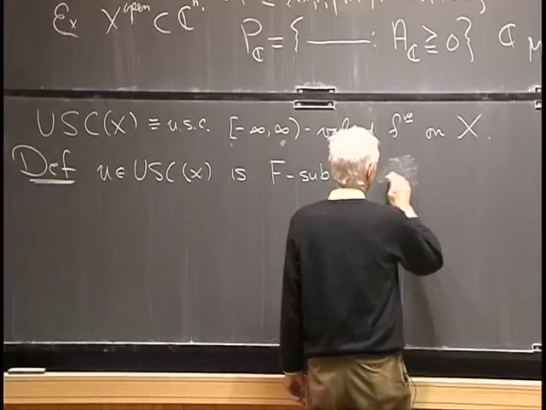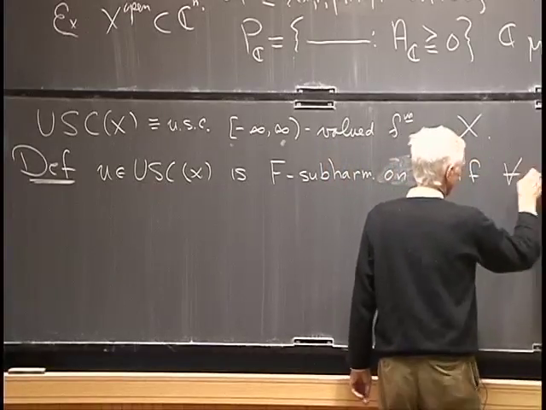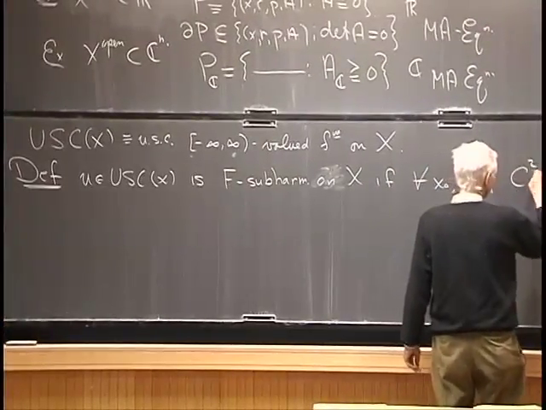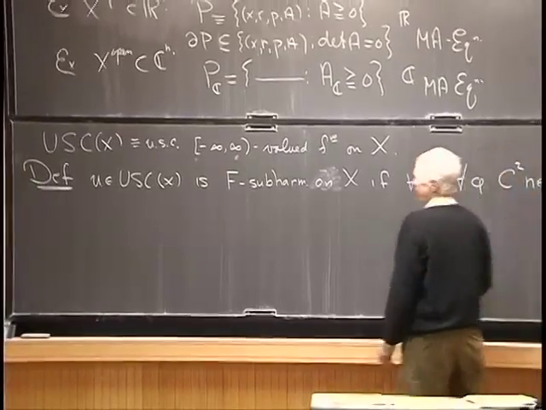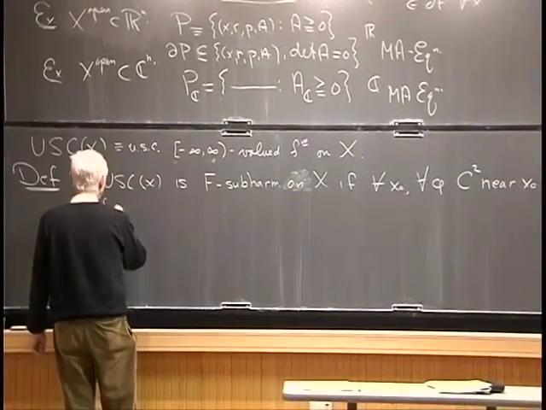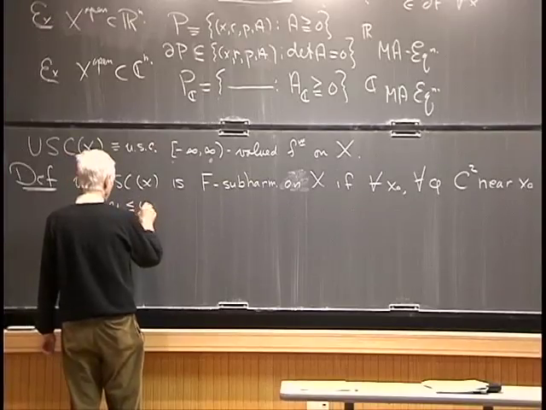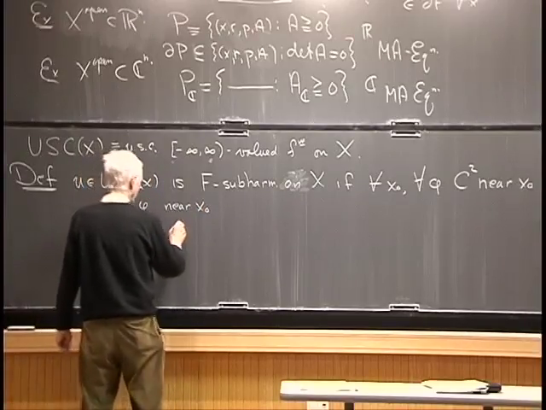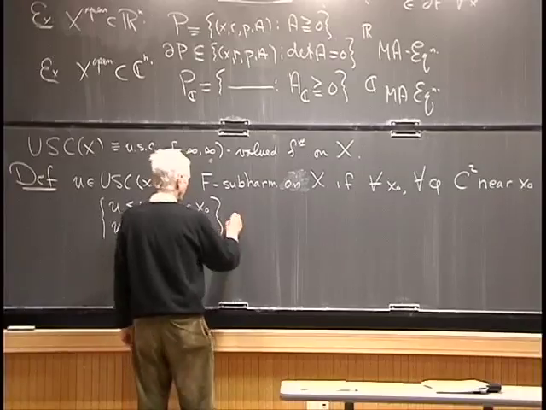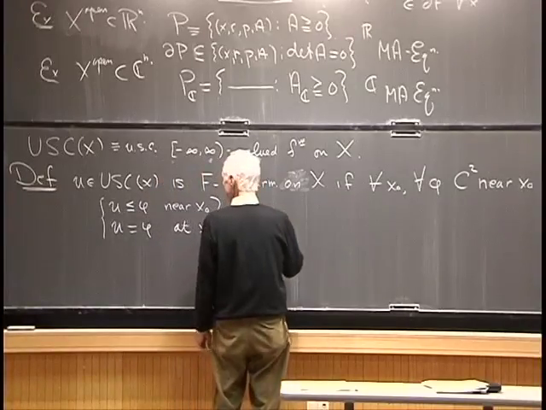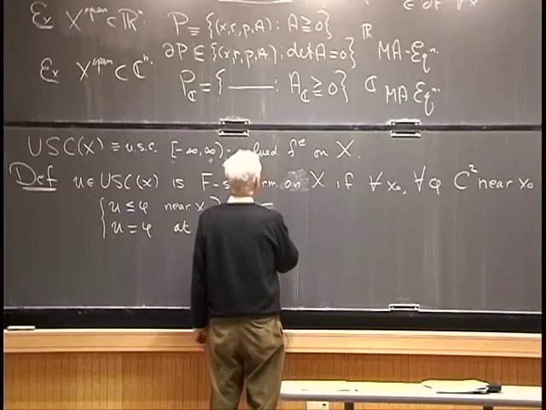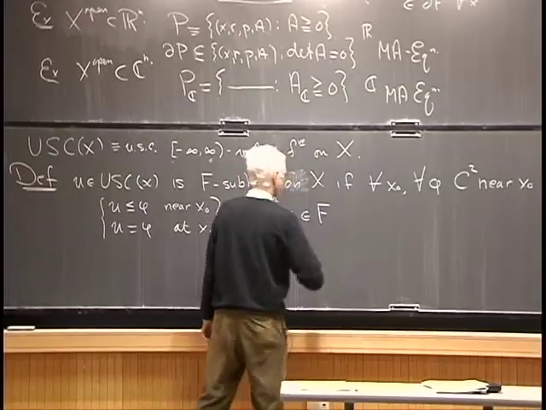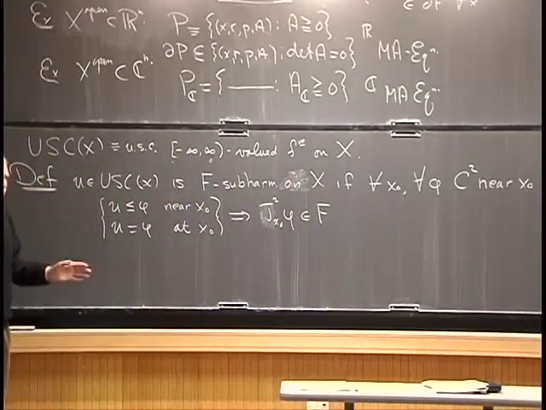On X, if for all points X naught, and for all functions phi which are of class C2 near X naught, the condition that U is less than or equal to phi near X naught, and U equals phi at X naught, implies that phi, which does have a Hessian, has its two-jet at X naught lying in F. Okay? So you use comparison functions.